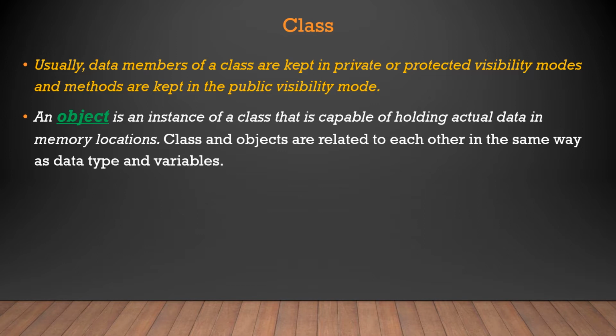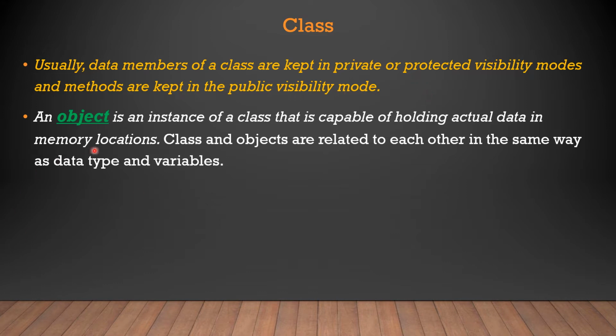Now, if we talk on a general basis, then usually data members of a class are kept in private or protected visibility modes, and methods are kept in the public visibility mode. So as we studied that there are three modes, basically in these three modes, we keep the data members in private or protected visibility mode, and we keep the methods in public visibility mode. This we are talking about the general thing that we do.